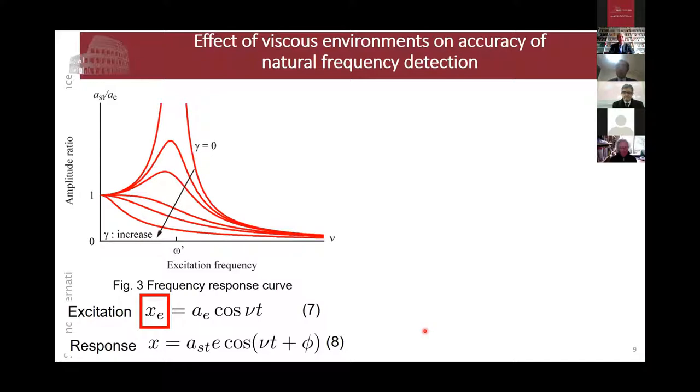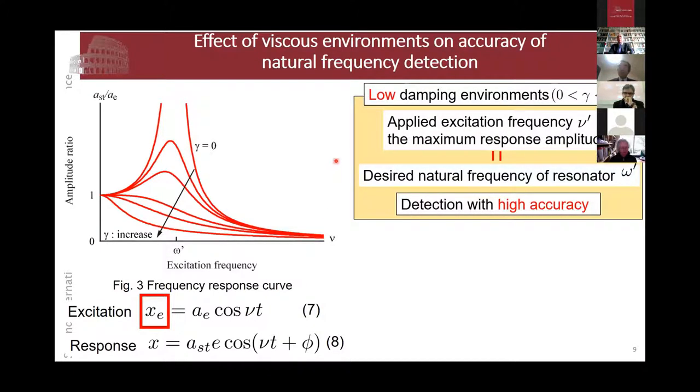So in the conventional method, the harmonic external excitation is utilized by setting XE as equation seven, where AE and nu are the excitation amplitude and the excitation frequency respectively. In the low damping case, that is small gamma, one can regard the applied excitation frequency nu for the maximum response amplitude as omega prime and can detect the natural frequency and natural frequency shift.